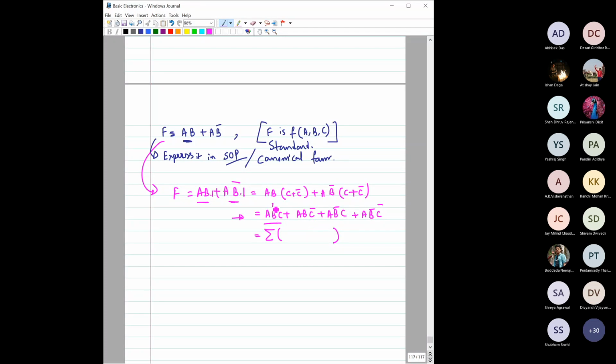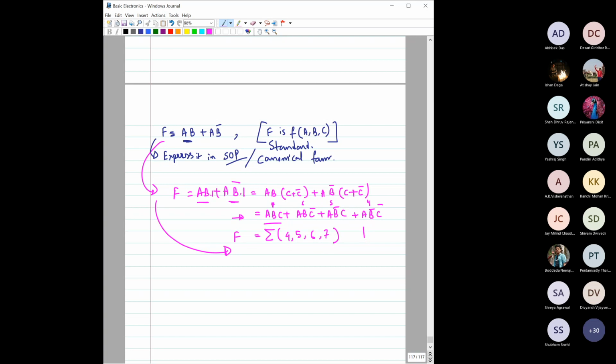So it is 7. Let me write it small. This time this is 1 1 0, so this is 6, isn't it? This is 5, isn't it? This is 4. So we will write it in this order. We will follow the order. So this function, when represented in this SOP, it would be this way.